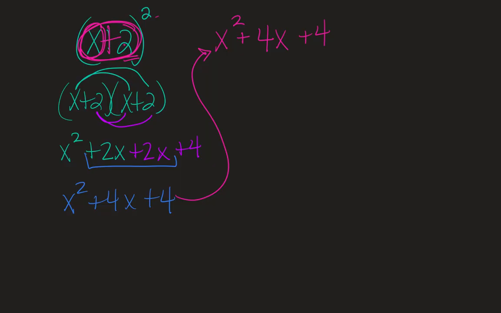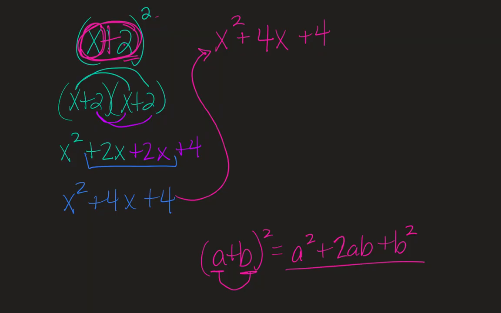So it's a pattern. Basically, the rule says a plus b squared is equal to a squared plus 2ab plus b squared. This is the rule. You square this, you multiply these, and double. And I tell you that because it follows this.